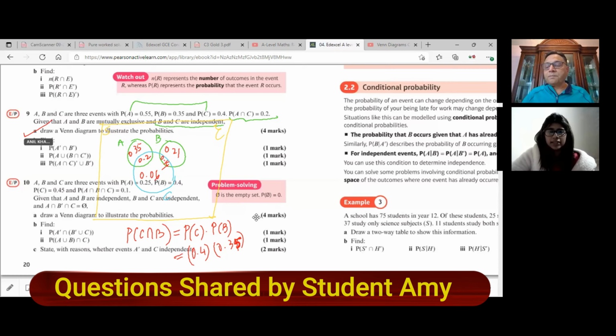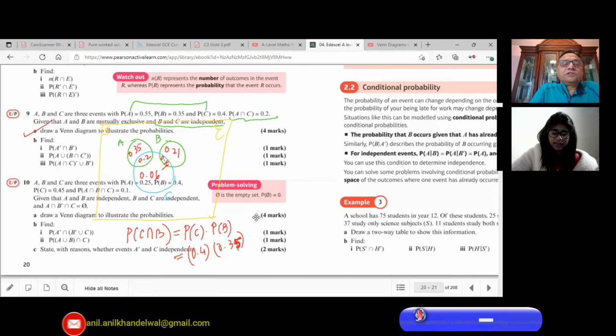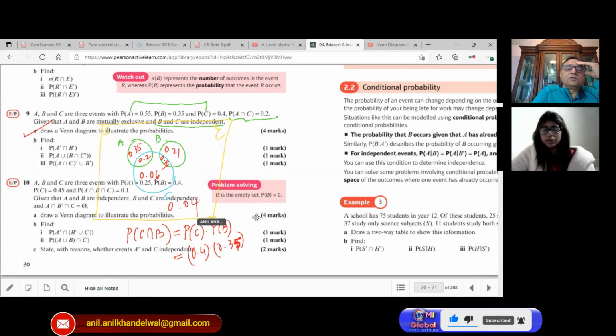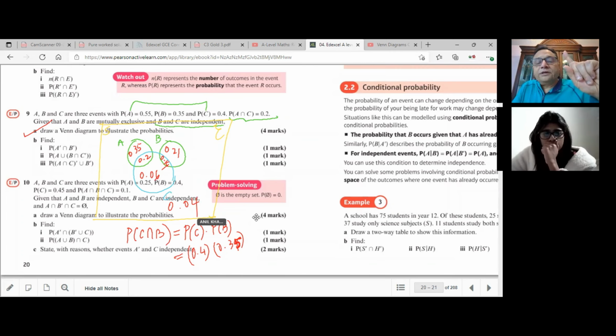Do we need to add them all up and do one subtract for the outside? Oh, I see. Okay, do that. Add all these which you have written here and see what you get. 0.96. So 0.04 outside. That's a very good point, Amy. Good job. Correct.